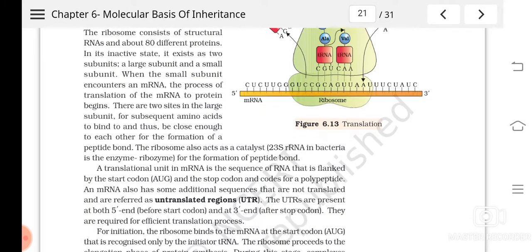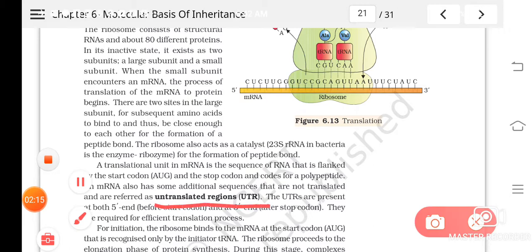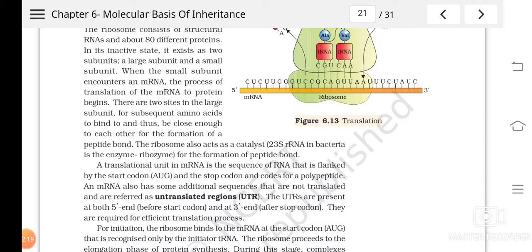And they also contain a number of sequences that are not translated, and they are known as untranslated regions, UTRs. Okay, so these UTRs are present at the 5' end and also at the 3' end, meaning after the stop codon. There are some sequences that are not translated. So in a translation unit, what all will be there?